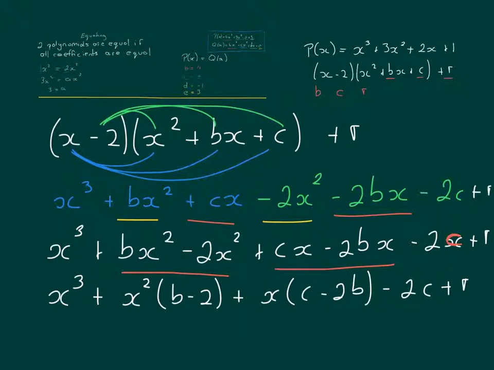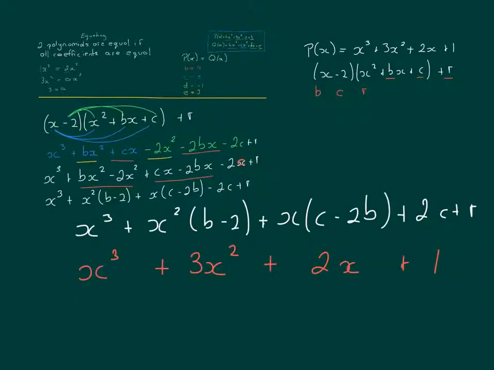So that next line down, you can see that the x cubed didn't have a like term, so it sits at the front. The x squares. Now the 2x squares had the common factor of x squared. That's in both, so I can divide both by x squared, and I'm left with b minus 2 inside my brackets. The same with the x, divide both by x, and I'm left with c minus 2b inside my brackets. The minus 2c plus r I will leave as is at the moment because there's no x terms to do, so there's nothing to factorize.